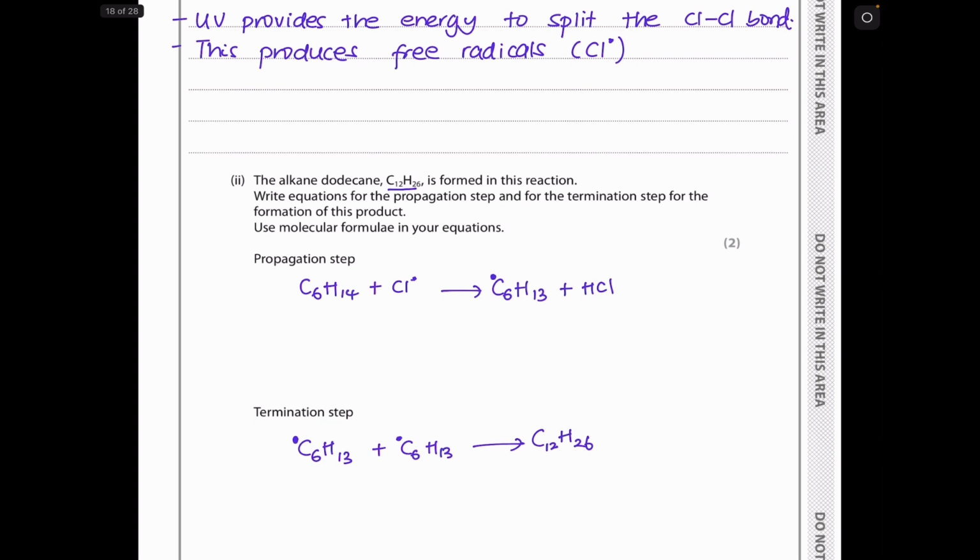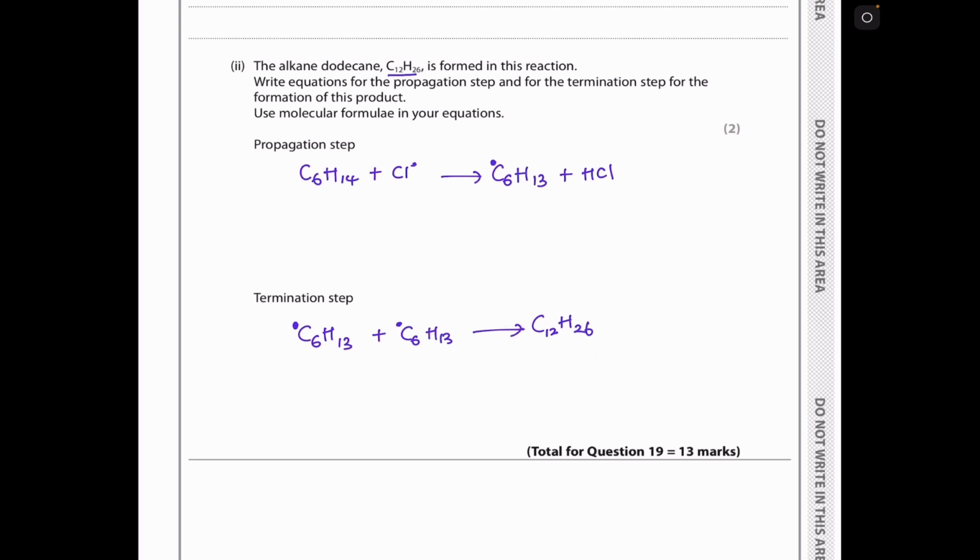Next, they say the alkane dodecane, C12H26, is formed in this reaction. Write equations for the propagation step and the termination step for the formation of this product. Use molecular formulae in your equations. To form these from a 6 carbon compound, it means C6H14 plus a chlorine free radical formed C6H13 plus HCl in one propagation step. And then in the termination step, 2 radicals of these came together to produce C12H26, and this is what I showed here. So that is how this dodecane could be produced.